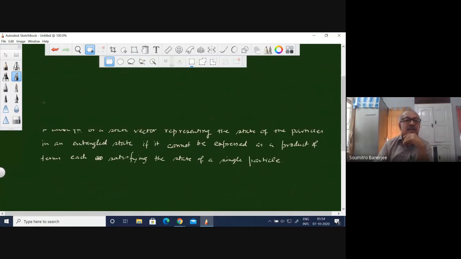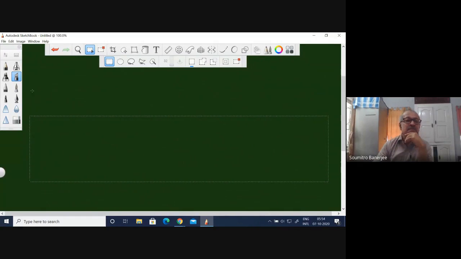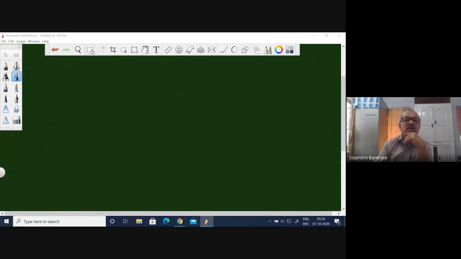The other character is that entanglement is basis independent. It looks the same whichever direction you look at. For example, let's consider the basis up Z. We have already seen that that is represented as 1, 0. And the down Z, it is 0, 1. So that is the basis.